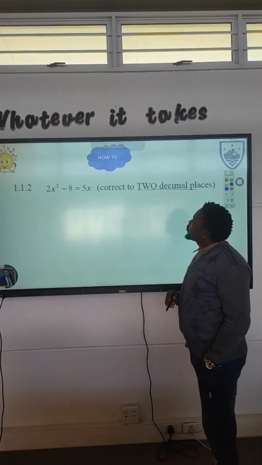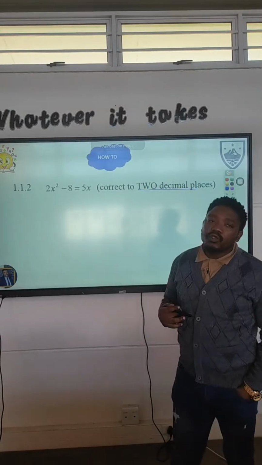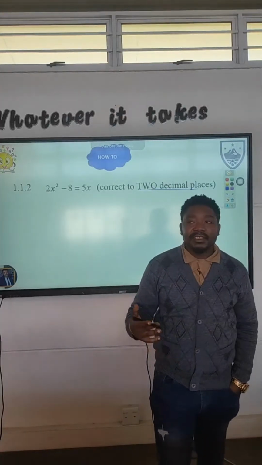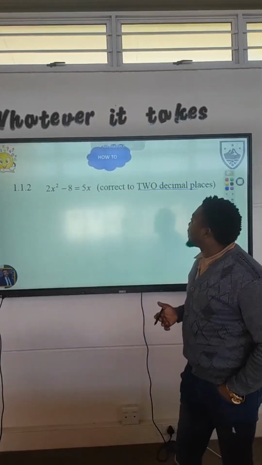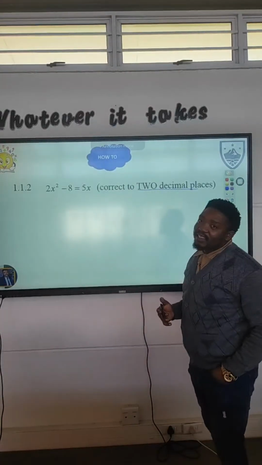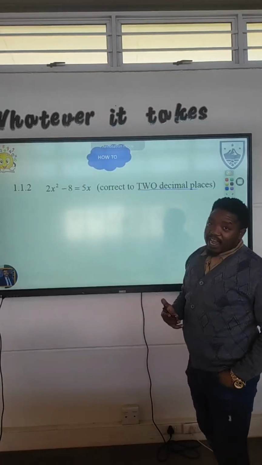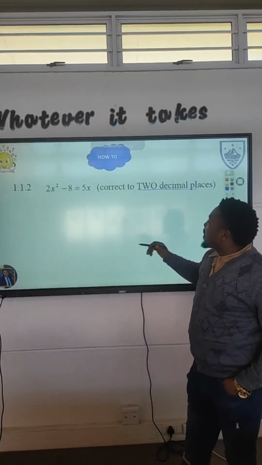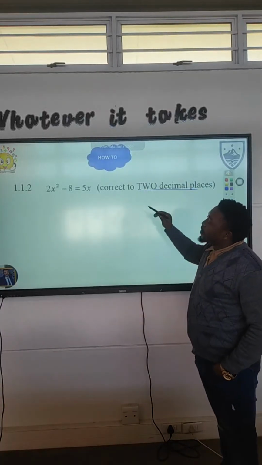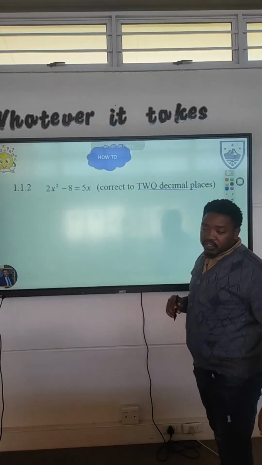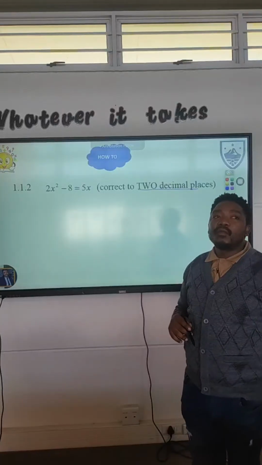So they say correct to 2 decimal places. They are already telling you, don't go and try to factorize. There are no factors that you can find, but you can try. But to save time, this one needs us to go to your formula sheet and use our quadratic formula.